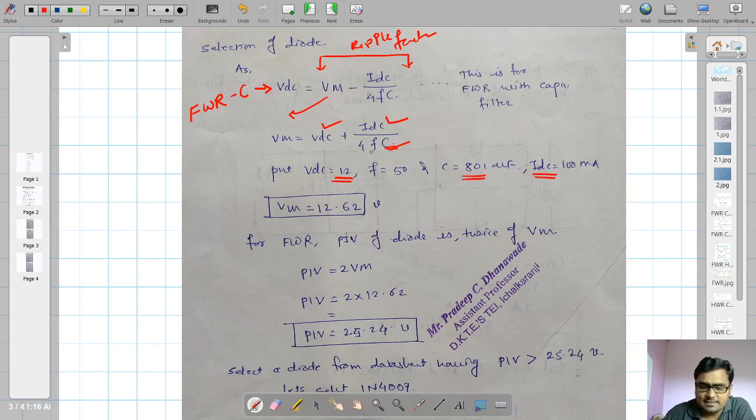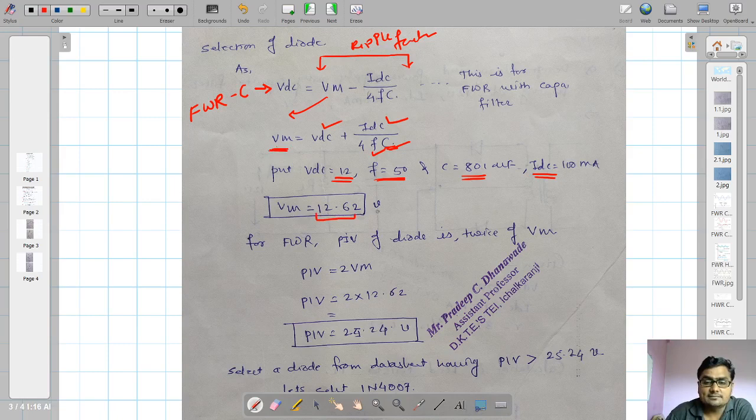And the value of F is what? Frequency. It is line frequency, that is 50 hertz. Is it not? 50 hertz is available at our home, at my home, at your home. So F is equal to 50 hertz. Now put all those values in the equation and calculate the value of Vm. This is what? 12.62 volt.